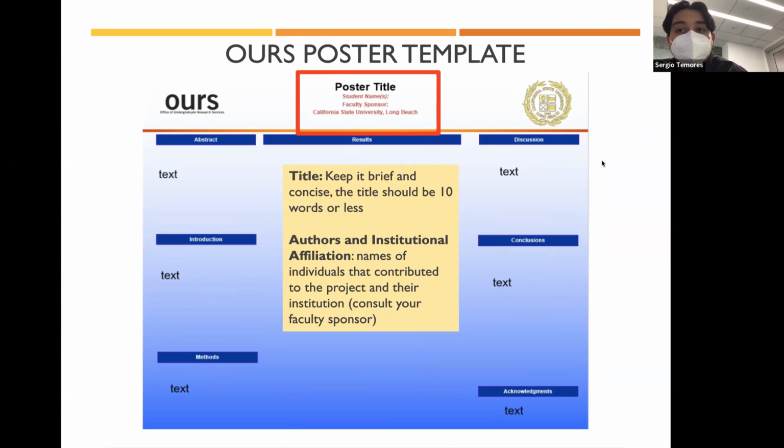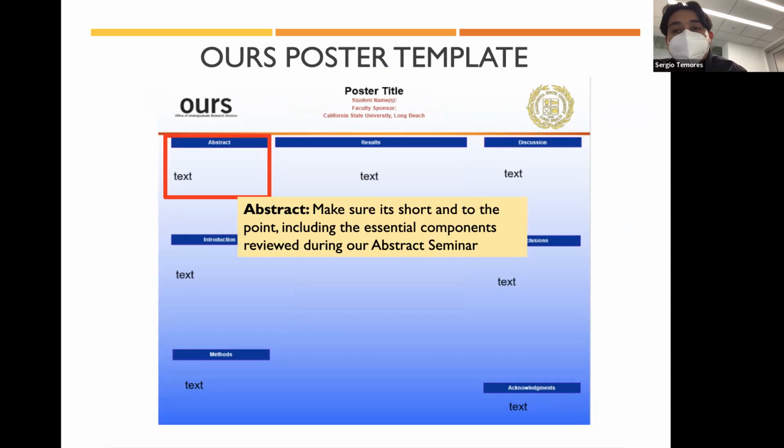Authors and affiliation: the names of the individuals who contributed, their institution, and also your faculty sponsor, who sponsors your research and is holding you accountable and guiding you through this process. Abstracts: as our previous workshop went over, an abstract is 150 to 250 words, so it should be straight to the point and include the essential components reviewed during our abstract seminar.